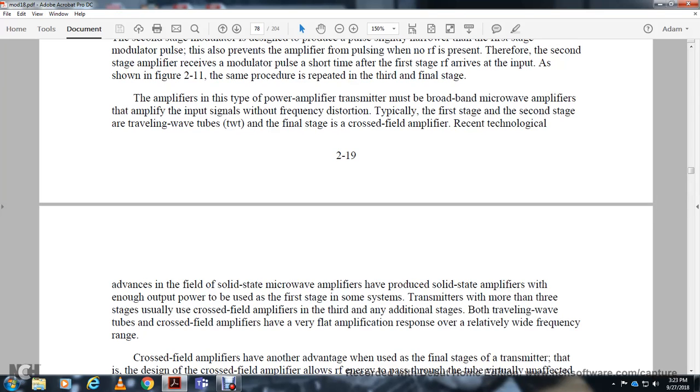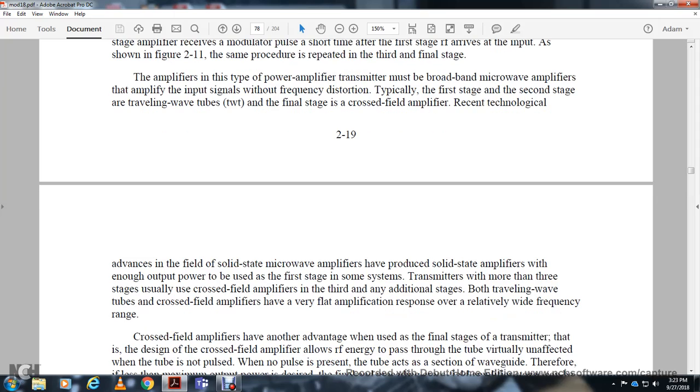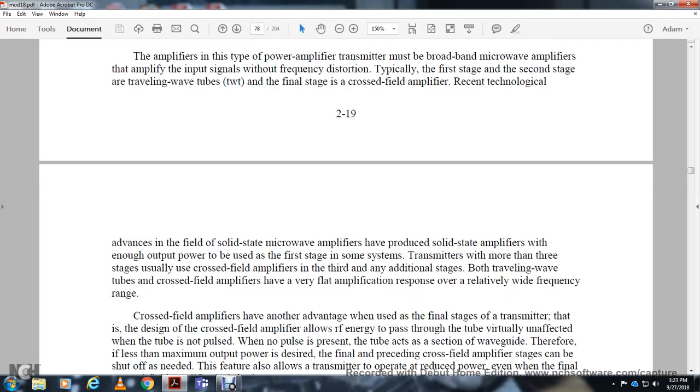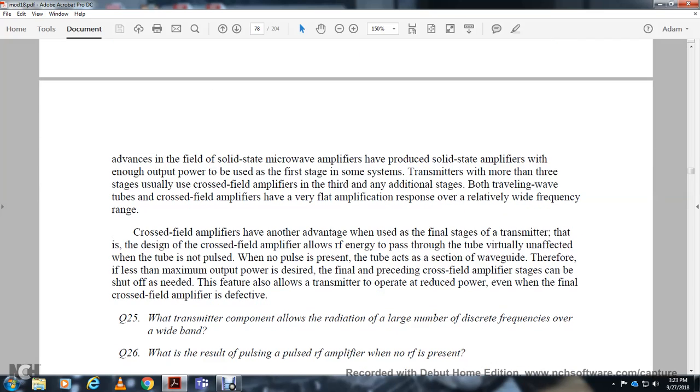In some system transmitters with more than three stages, the first stages are usually cross-field amplifiers, and the third and any additional stages are both traveling wave tubes and cross-field amplifiers, which respond well over a relatively wide frequency range.